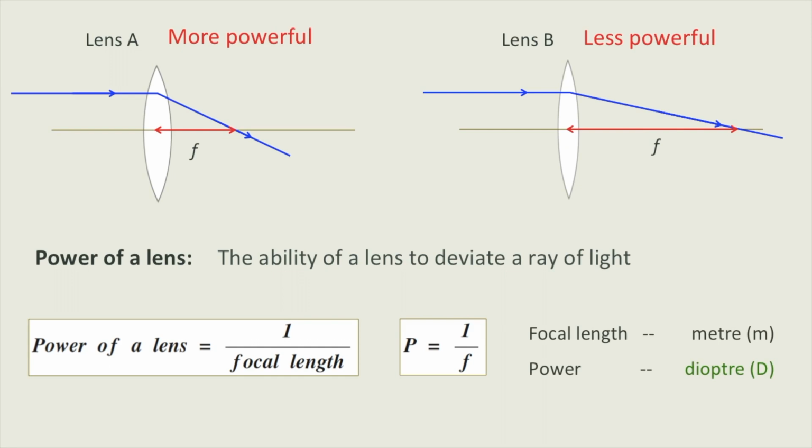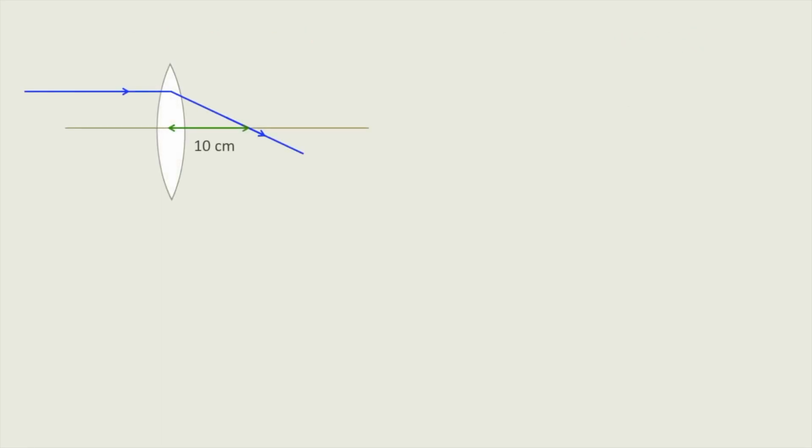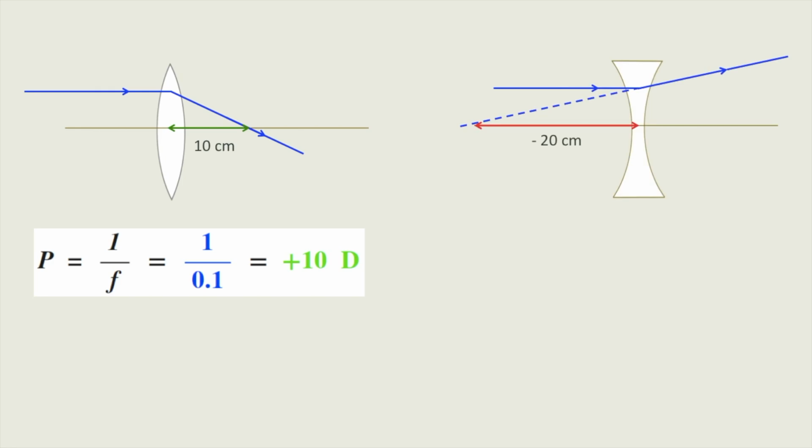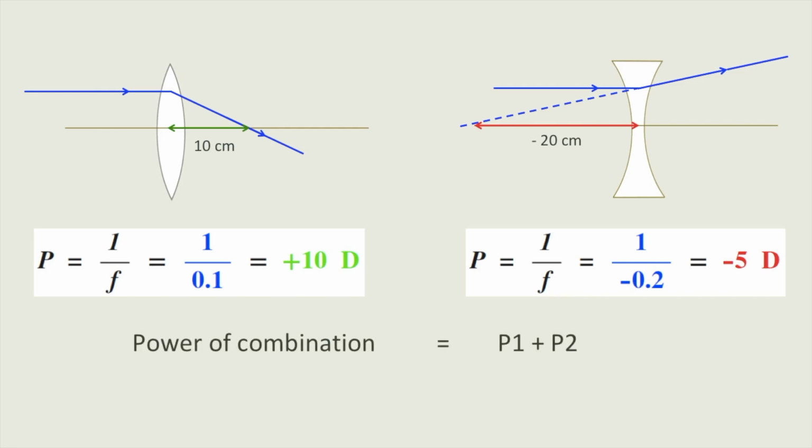So how can we calculate the power of a lens? Here's a convex lens of focal length 10 centimeters, and if we express the focal length in meters, the power of this lens would be positive 10 D. If we have a concave lens of focal length minus 20 centimeters, and if we express the focal length in meters, the power of the concave lens would be minus 5 D. And if we were to find the power of this combination, the power of the combination would be the sum of the powers of the individual lenses, and in this case that would amount to positive 5 D.